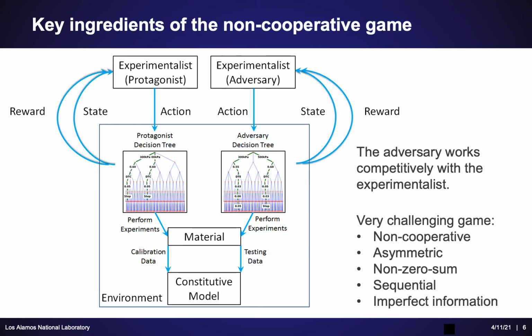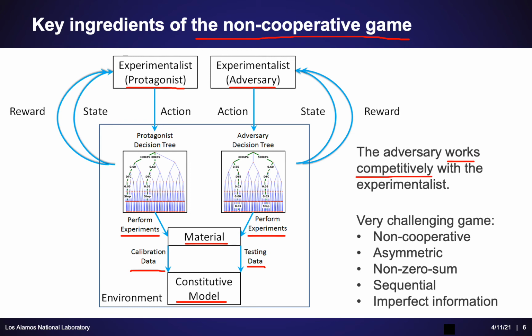For computer agents or AI, we need to formulate this non-cooperative game environment in which the protagonist can perform experiments on the material to gather the calibration data for the constitutive model. Meanwhile, the adversary can choose experiments on the material for testing data for the already calibrated constitutive model to make forward predictions on this testing data.